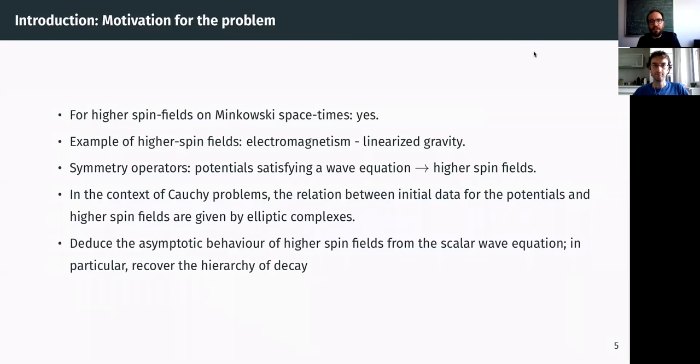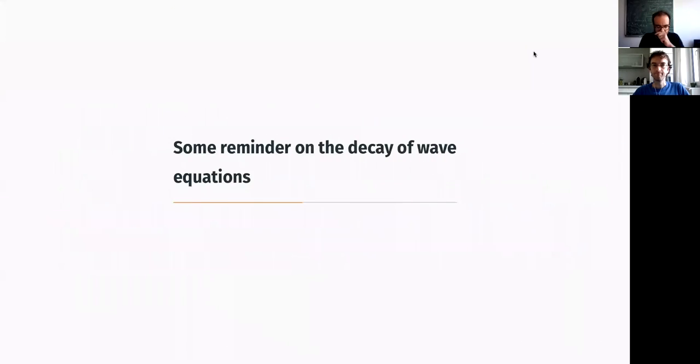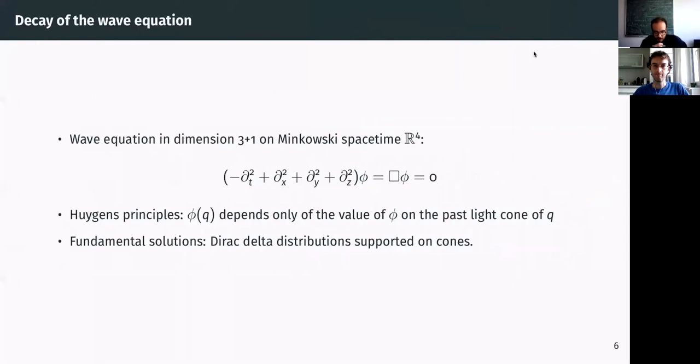Are things clear? Is the purpose clear so far? Do you have any question? No one has any questions, so that's great. Let me carry on. I'm calling that a reminder. Maybe it's not that much of a reminder, but before going further, I need to be talking about the decay of wave equations, the solutions of the wave equation.